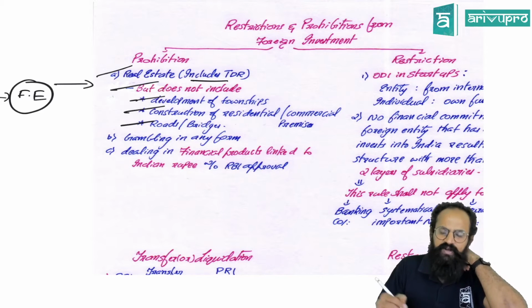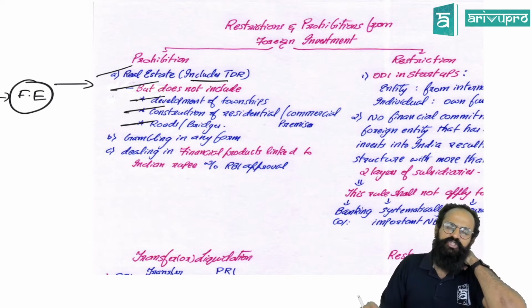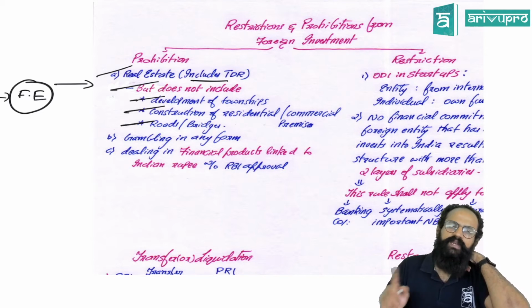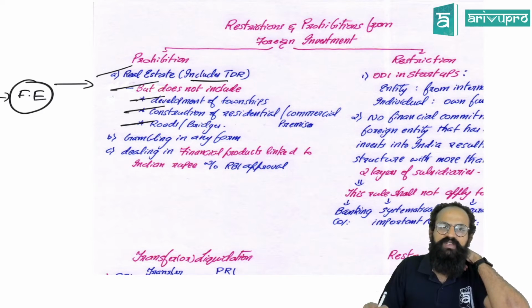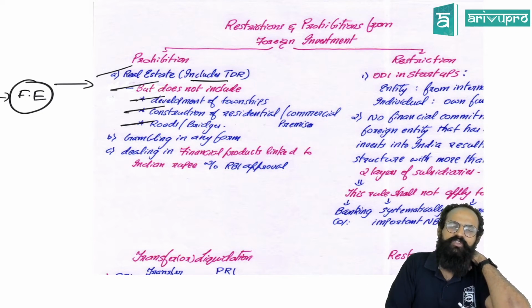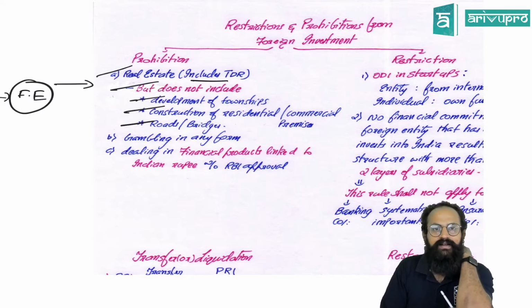The third one, if a company is into construction of roads or bridges, you can also invest in such a company. Basically, the real estate word does not include these things. Then what else is there? The company which is into selling and buying of land, that is restricted. That is prohibited.